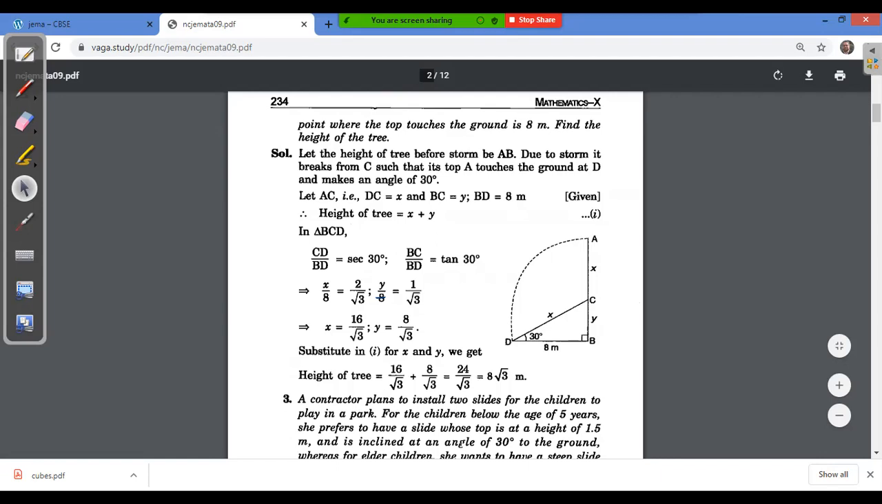x plus y. We have already found out the value of x as 8 upon root 3. We have found out the value of y as 16 upon root 3. And now I'm going to add this. I'll get 24 upon root 3.